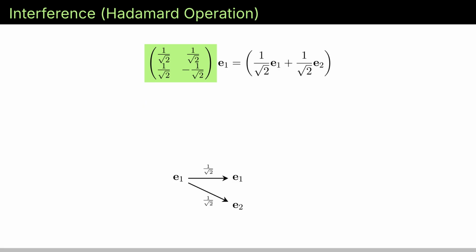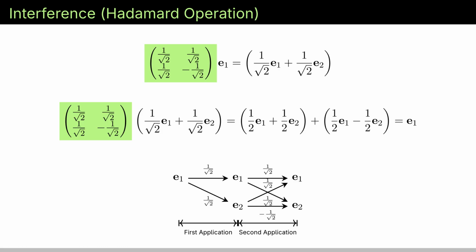So let's go back to the situation where we've applied our Hadamard matrix once to the vector E1. And now let's apply it again to the result. The linear algebra gives us 4 terms, and here's the really cool part. The E2 terms wind up canceling each other out. We have 2 ways of winding up in state 2, one with coefficient 1/2 and the other with coefficient negative 1/2. And when we add them together, they cancel. And so there's actually no way to wind up in state 2. We definitely wind up in state 1.